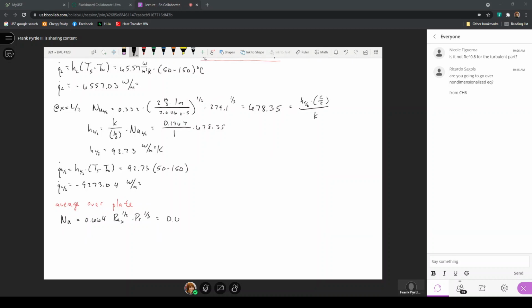So here, this expression becomes 0.664 times that Reynolds number of 195,503 raised to the 1/2 times the Prandtl number. The Prandtl number that was 279.1, and that's raised to the 1/3. So here, the only thing that's different is that coefficient that is out front, and it's just double the value that appears in the local Nusselt number correlation. So here, let's make this substitution here.